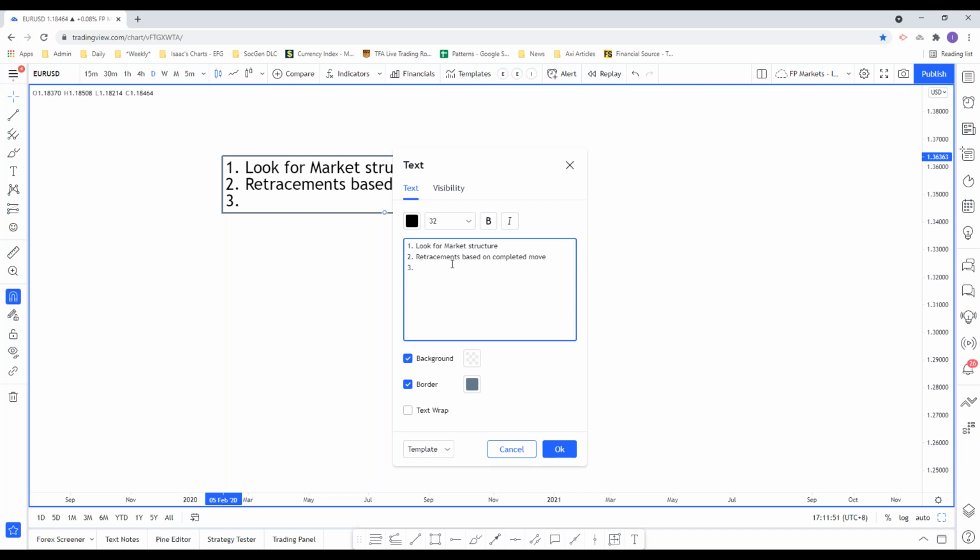Okay, number three, all right, I'll show you guys what it means by completed move. Okay, number three, we draw retracements in the direction of the move. Okay, so it's in the direction of the completed move. All right, so putting all these three together will be actually a very good guiding principle as to how we are supposed to draw Fibonacci retracements.